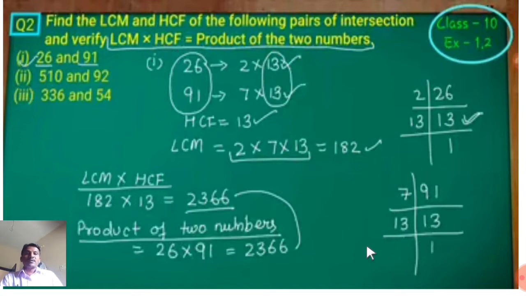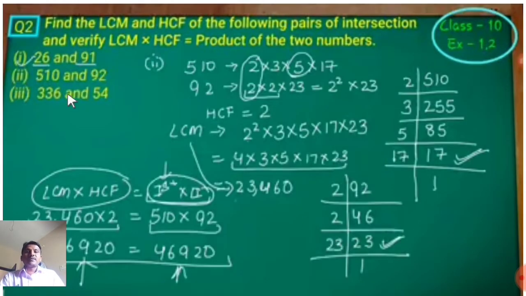First question done. Now take second one, 510 and 92. Find the prime factorization of 510 first. 510, this is divisible by 2.